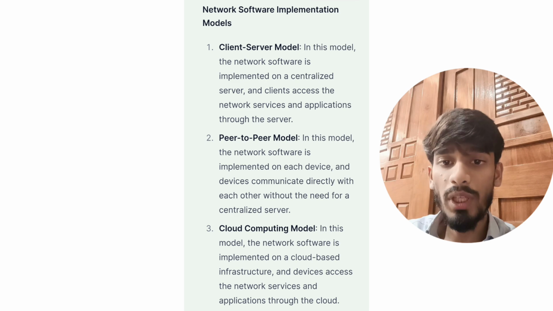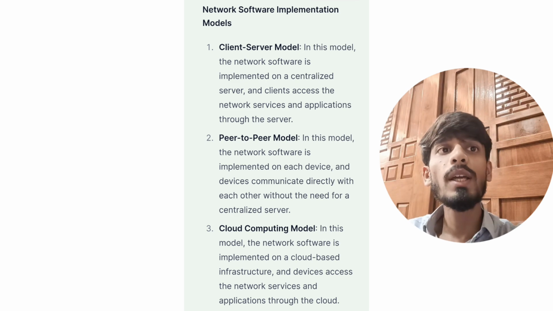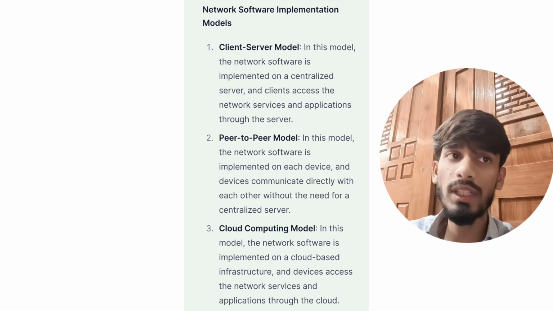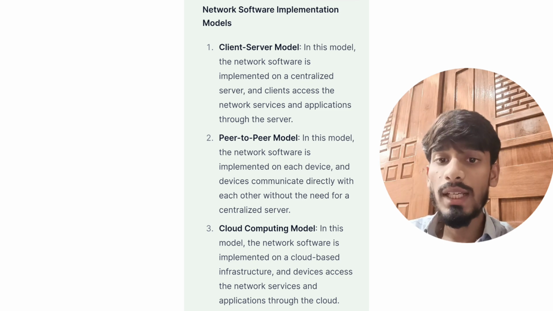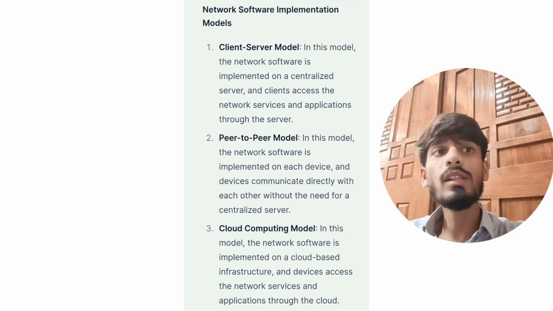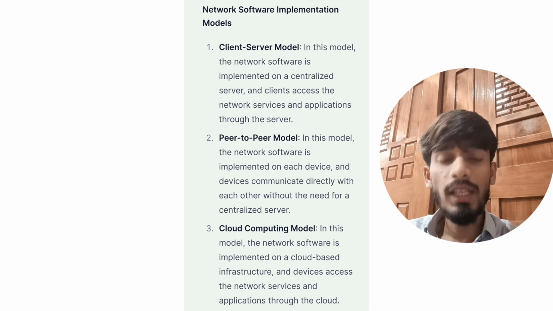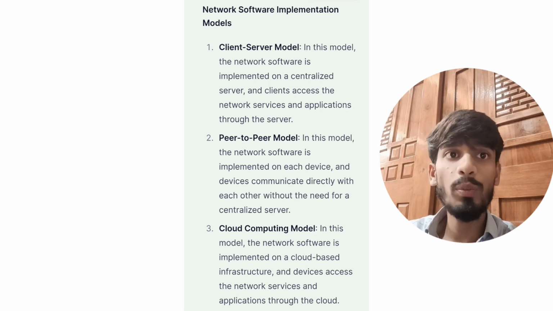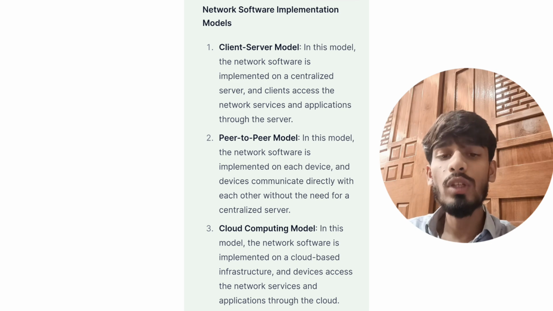Next is peer-to-peer model. In peer-to-peer model, the network software is implemented on each device and devices communicate directly with each other without the need of a centralized server. Centralized server is not present. The network software is implemented on each device and each device communicates directly with each other. This is peer-to-peer model.